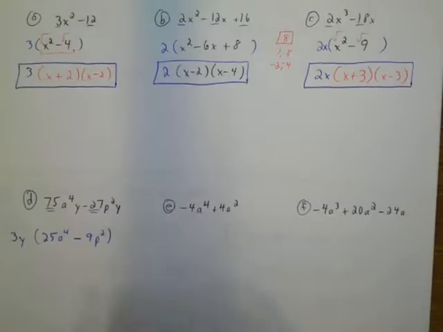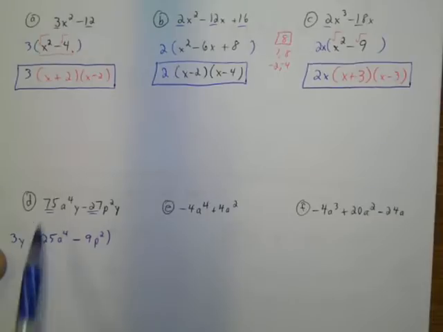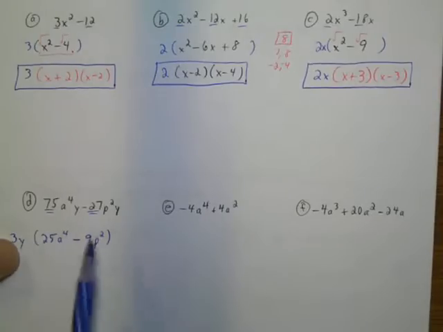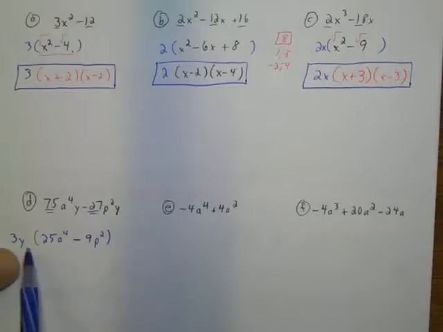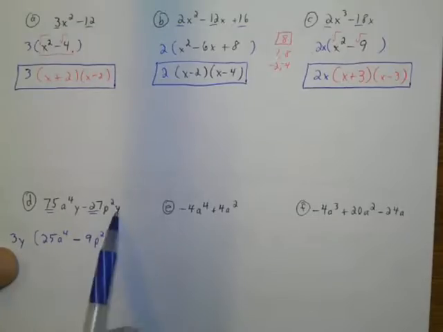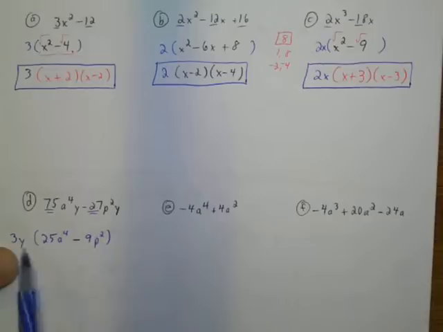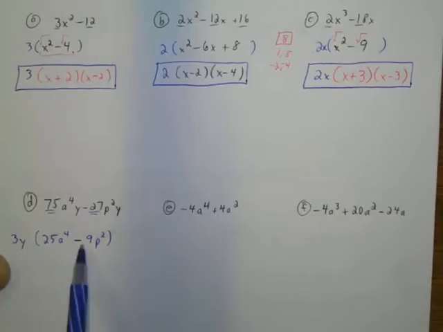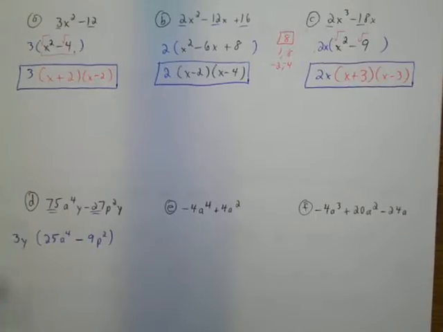So let's double check. There's a lot of letters going on here. 3 times 25, 75. Y is pulled out. A to the 4th goes from there. 3 times negative 9 is negative 27. The Y is there, so it shouldn't be inside. The P squared, very good. 3y times 9p squared is going to give me 27p squared y. Now, unfortunately I had rolled this thing down. If you look back at the top of the paper that I had just done, 25 is one of our squares.